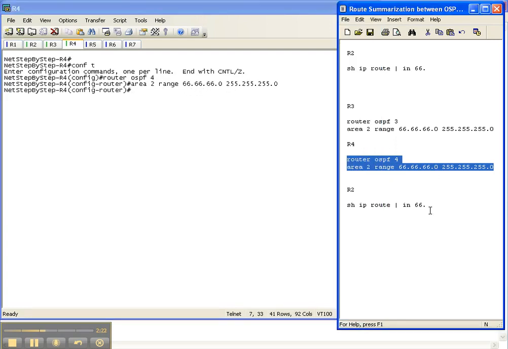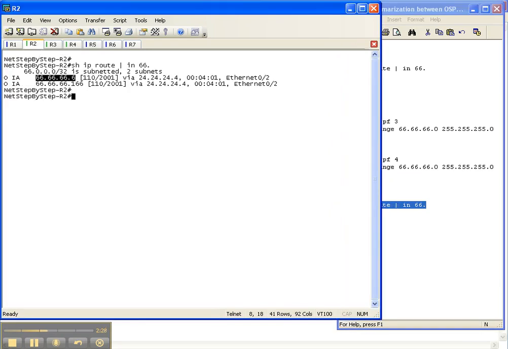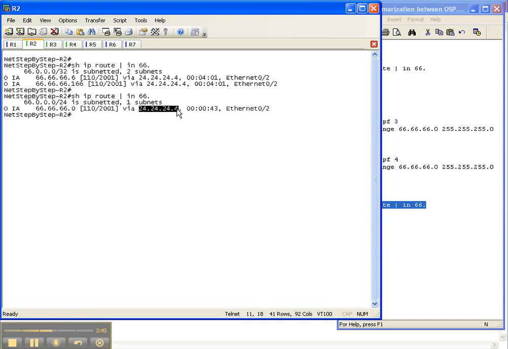So let's see if the change has taken effect. Let's do the same command, show IP route, on router 2. And now those two /32s have been aggregated into a 66.66.66.0 /24 and is preferring it from router 4.